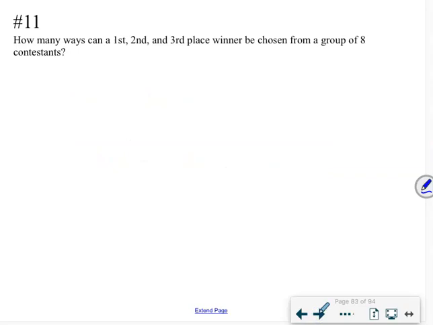How many ways can a first, second, and third place winner be chosen from a group of 8 contestants? These are 3 different awards, so now order matters again. We are not picking everybody. We're just picking 3 people out of the 8 that we are concerned with here.